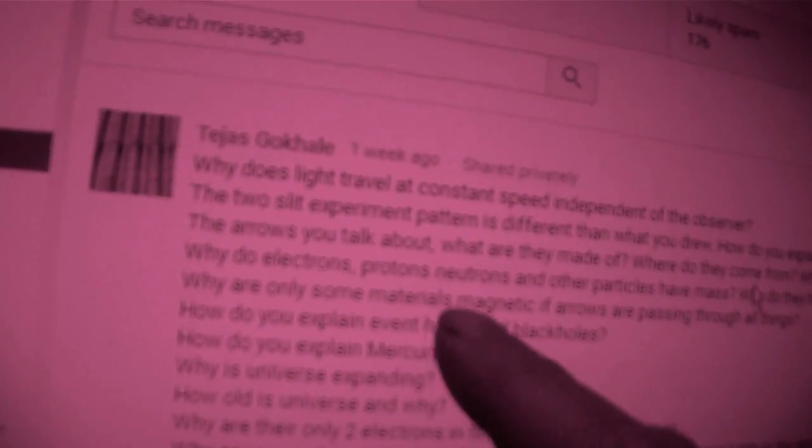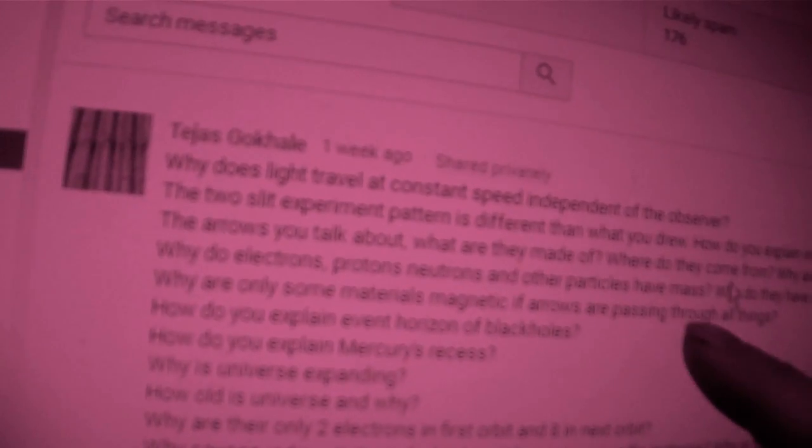Why are only some materials magnetic if arrows are passing through all things? Well, the magnetic thing, as pointed out, is a consequence of polarization. So again, that's like asking why aren't all gravitons polarized? Well, because it's a filtering process, and the only way they get polarized is to get caught up in, it's like a galaxy. A galaxy has a plane that it's circling on. It's not a round spherical thing, it's a plane, so it has a shape, a spin shape.